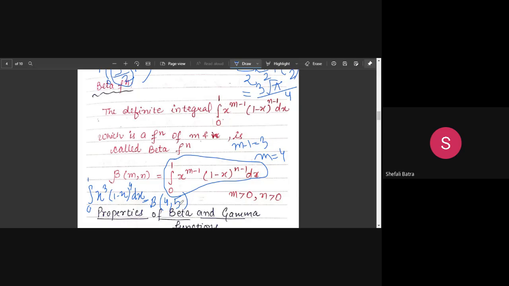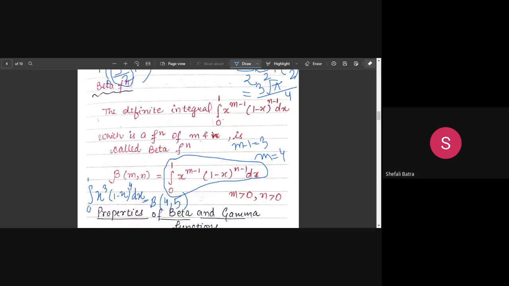Right? Further, we will be doing the relation between beta and gamma function. So my question would be like, evaluate this integral. So this is the definition of beta. Then we will be converting beta into gamma and then we can write the value. We'll discuss it later on. But right now, if I'm giving you this integral, you can convert this integral into beta function by comparing the power of x with m minus 1 and the power of 1 minus x with n minus 1.